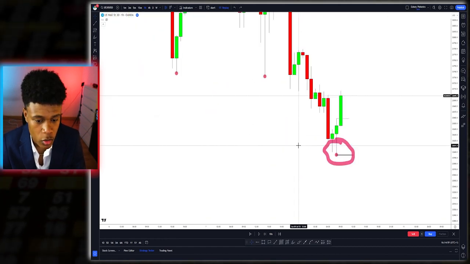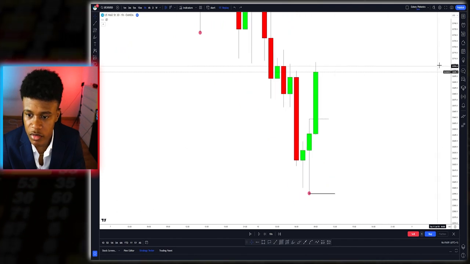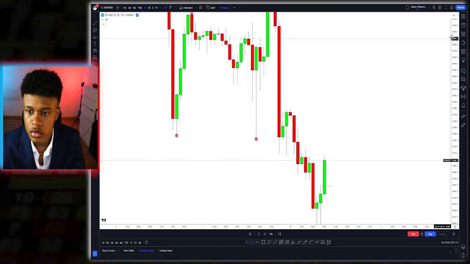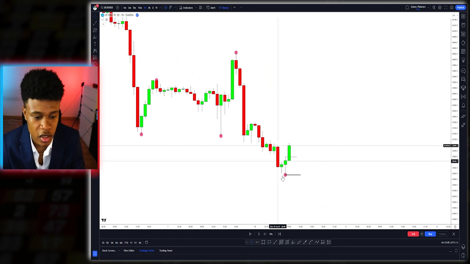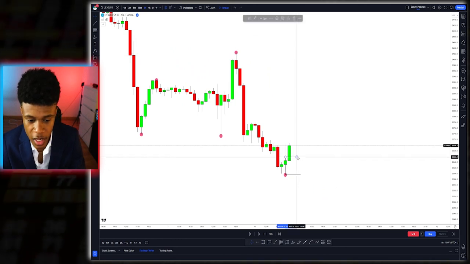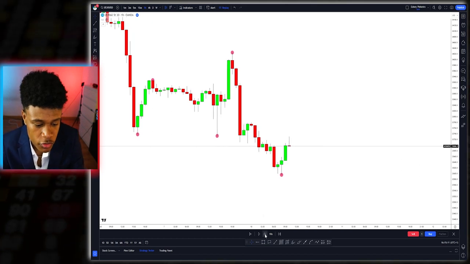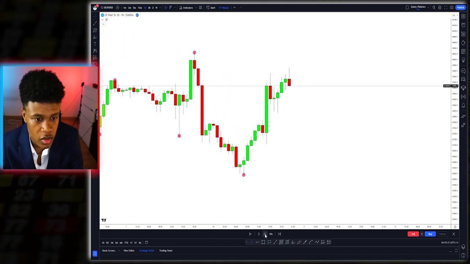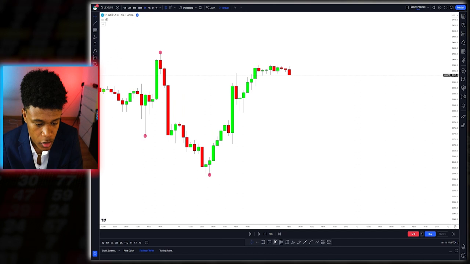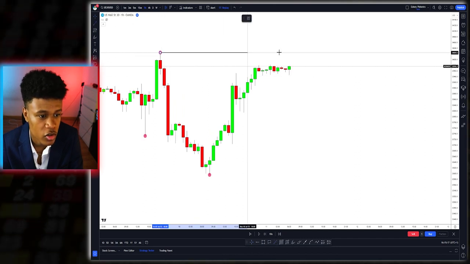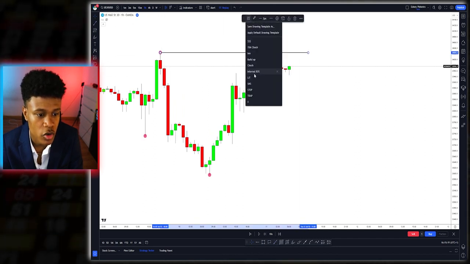So right now, let me adjust it, we have this high and we have this low. So this is our structure. And this is how I really structure, okay? So let's follow this a little bit more. And of course, if we break here, we will have a shift of market structure.